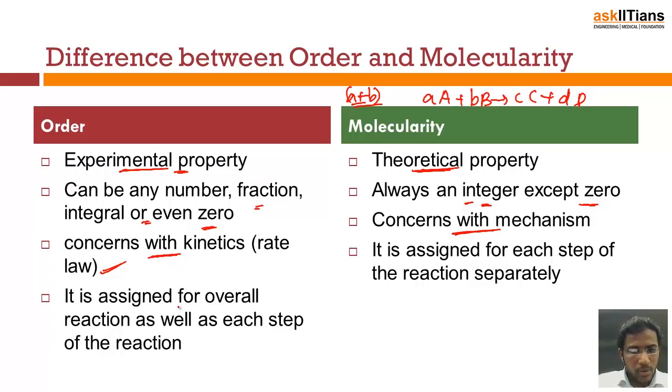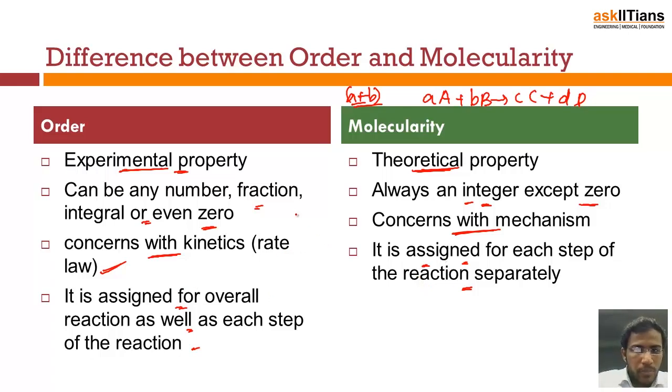And order is assigned for the overall reaction as well as each step of the reaction. If you take a complicated reaction, then order is going to be assigned for the overall reaction as well as for each step of the reaction. Each step is going to have its own order. But molecularity is assigned for each step of the reaction separately. Like we already discussed before, for a complicated reaction, each elementary step is going to have its own molecularity. So it is assigned for each and every step of the reaction separately. So these are the differences between order and molecularity.